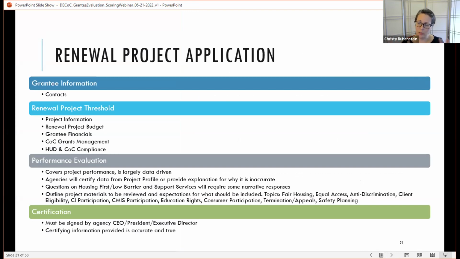It's just going to look a little different, but we have the grantee information. We have the renewal project threshold section. There's the performance evaluation section, and then there's a certification. So those are all the same really as in prior years. And we'll go through all of this.